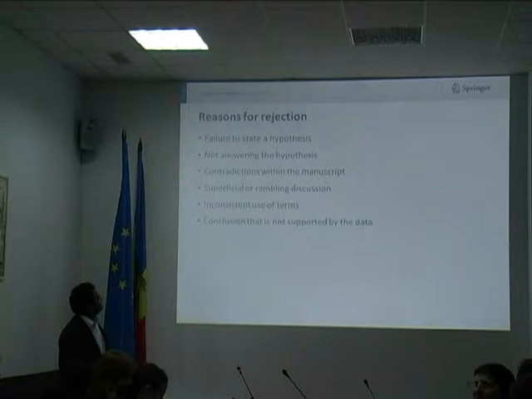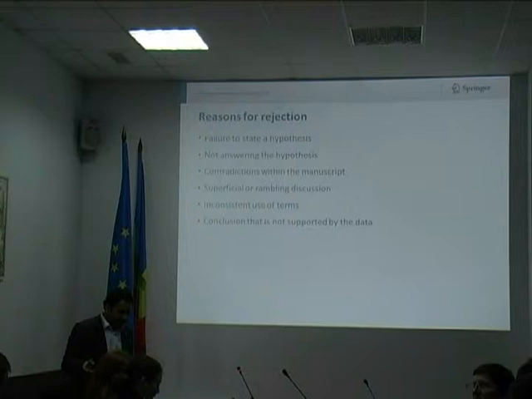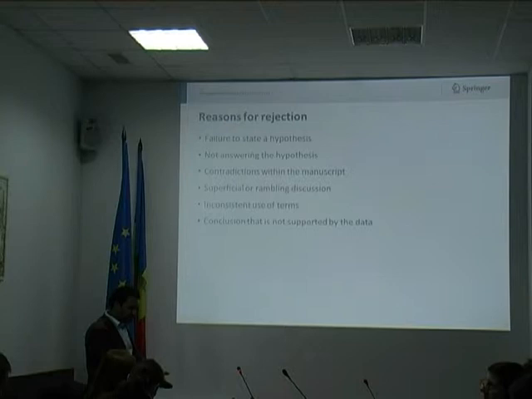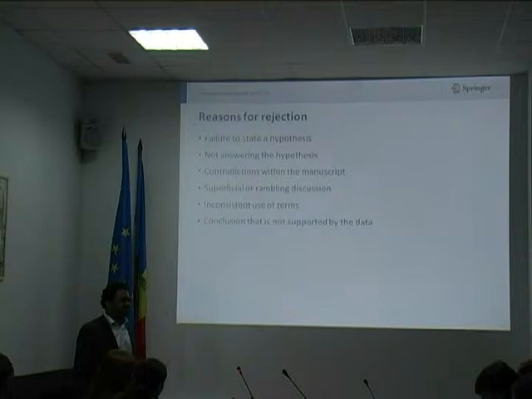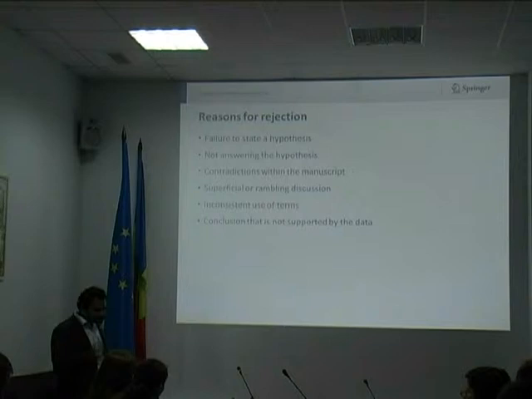And a conclusion that is not supported by data. So although your data shows that the number of women working actually leads to good learning results for children, you conclude that we need to increase the number of men working in schools. Where's your conclusion? Where's your data going? So such inconsistencies are generally the reason for rejection.